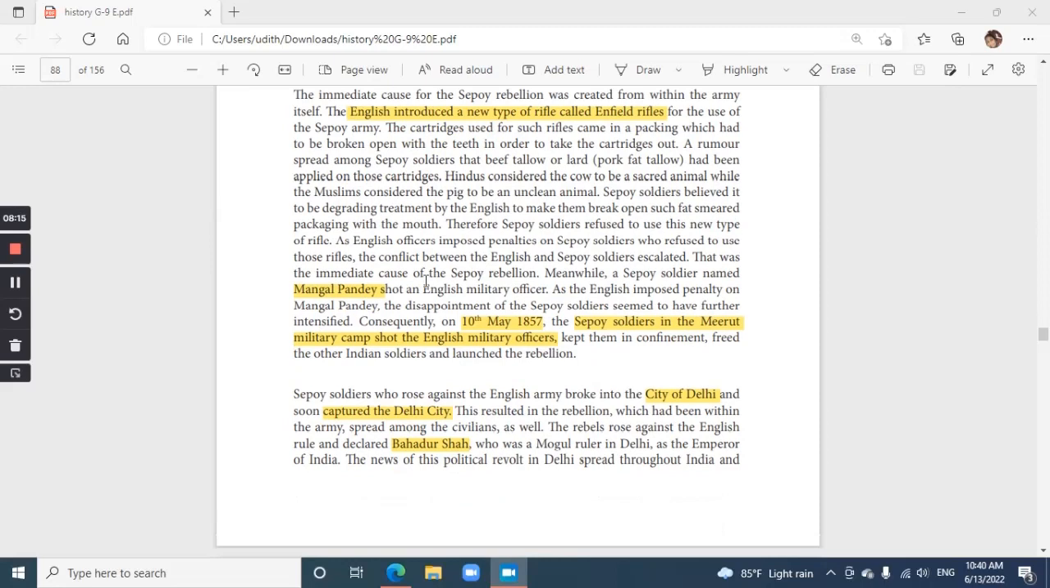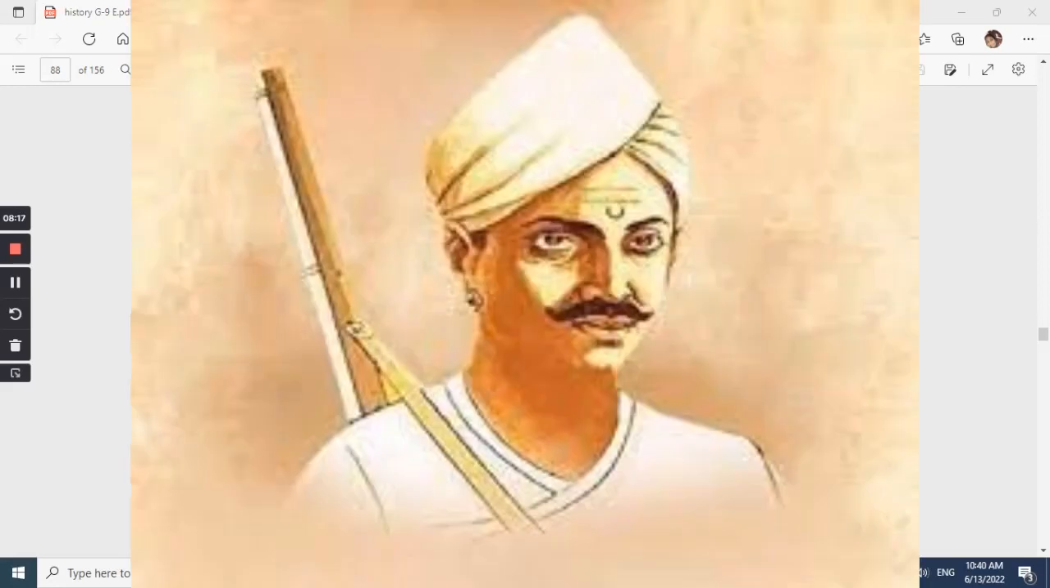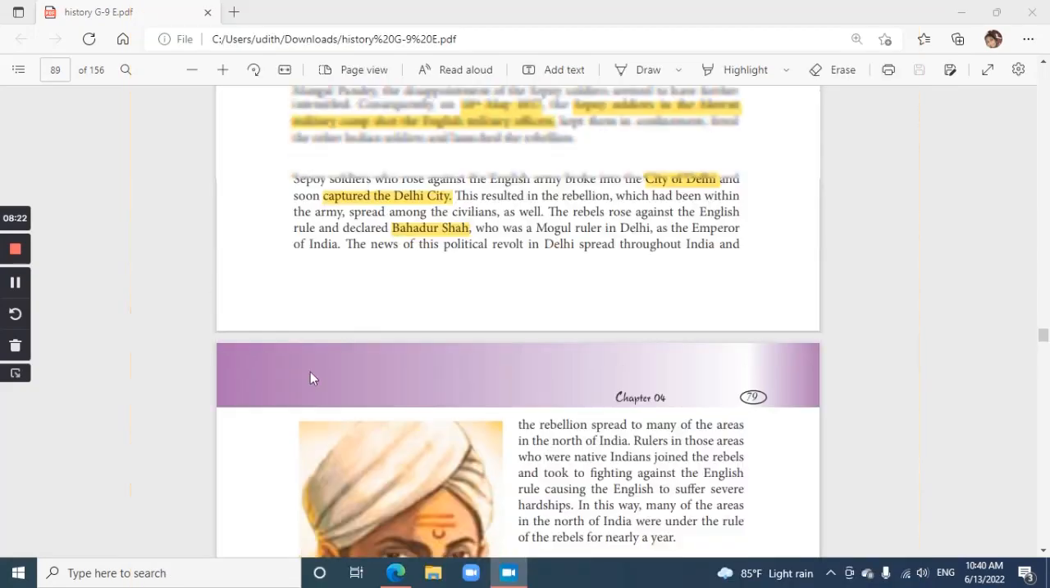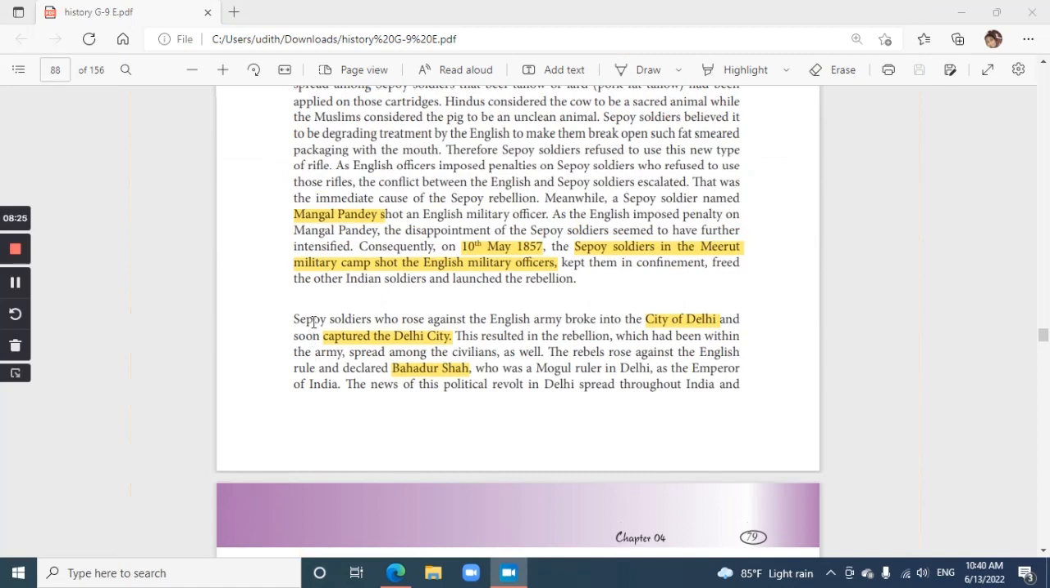Meanwhile, there was a Sepoy soldier called Mangal Pandey. You can see the picture of him here in your textbook also. Mangal Pandey was a Sepoy soldier, and he shot an English military officer. So the English imposed different kinds of penalties on Mangal Pandey, and the Sepoy soldiers were disappointed about this. On 10th May 1857, the Sepoy soldiers who were in the Meerut military camp were shot by the English military officers.